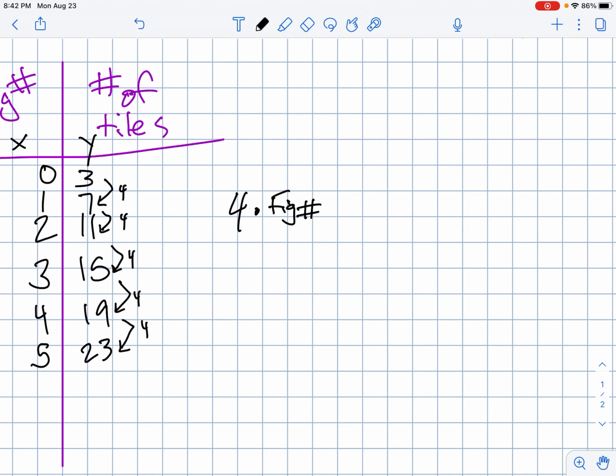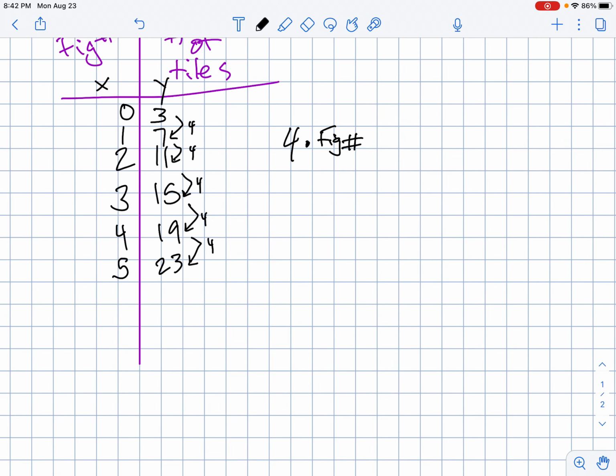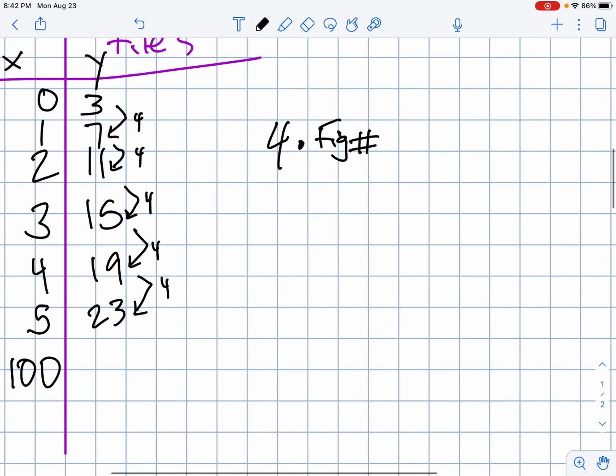Look, if you want to know how many tiles are going to be in, say, figure 100, one thing you are going to do is multiply figure 100 by 4. So 4 times 100 is going to get you close to the right answer. So that's going to be 400. Now, what did we add each time on that? Okay, we added 3. So 400 plus 3 will get you there.